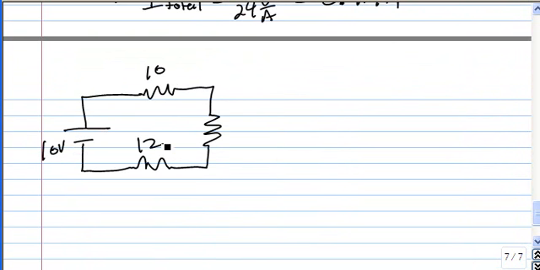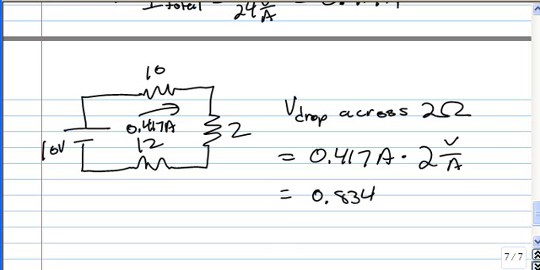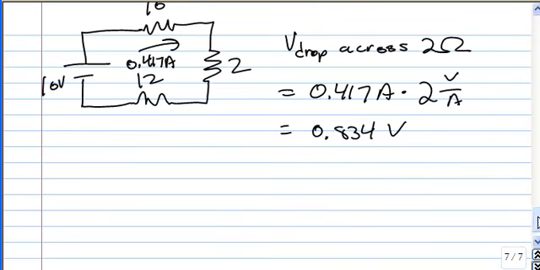So once again, this was 10, this was 12. This is a parallel combination of resistors that was equal to 2 ohms. We know that the current that's flowing through here is 0.417 amps. What that means is that the voltage drop across the 2 ohm resistor is just equal to IR, so it's equal to 0.417 amps times the resistance 2 ohms, which is a volt per amp. When I multiply this out, this becomes 0.834 volts.